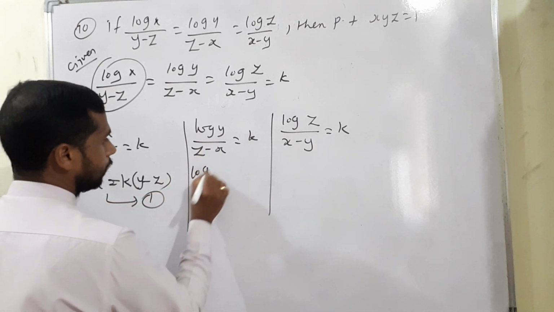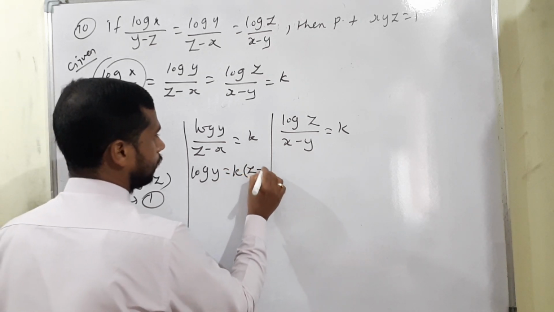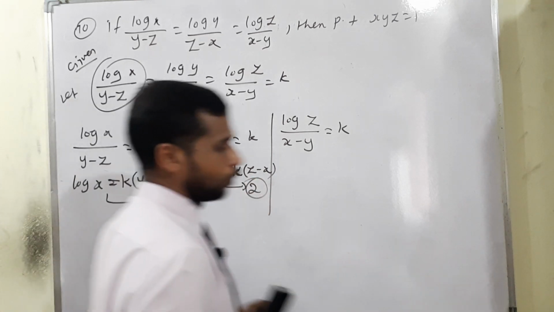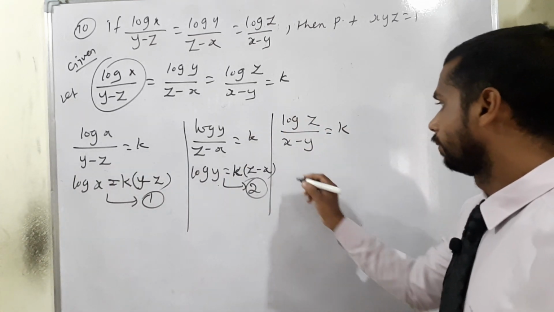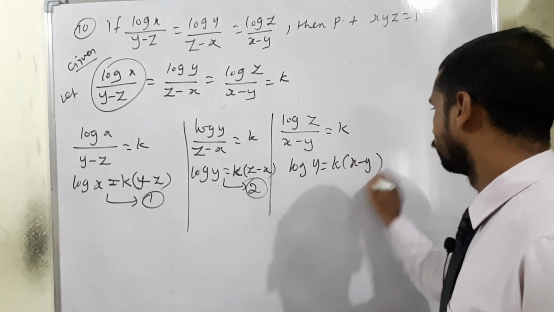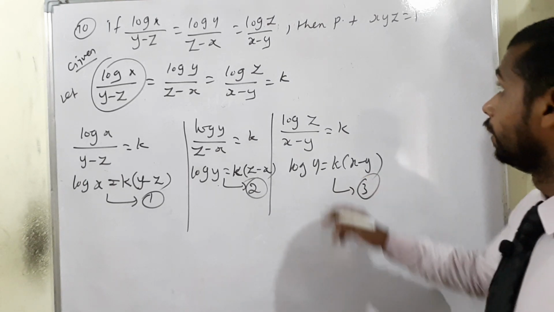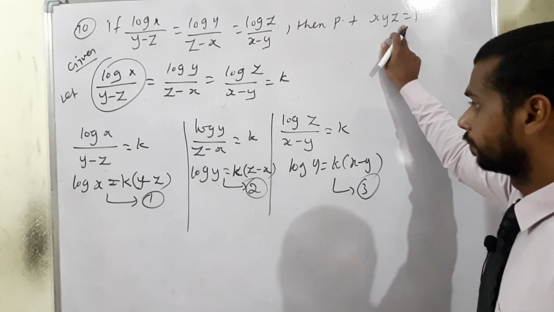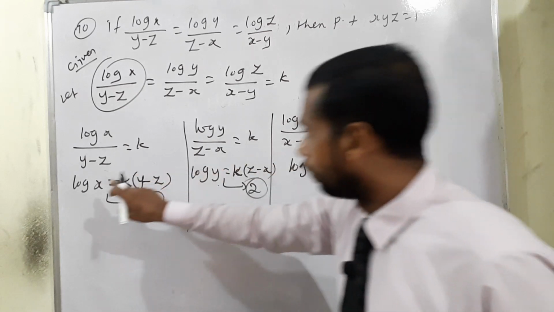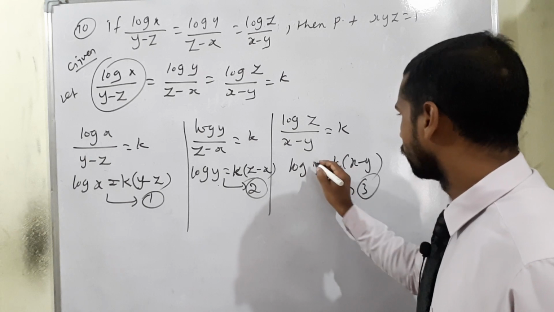Next, log y is equal to k into z minus x. This is equation number 2. Then log z is equal to k into x minus y. This is equation number 3. We need to prove that x y z is 1, so consider log x plus log y plus log z.